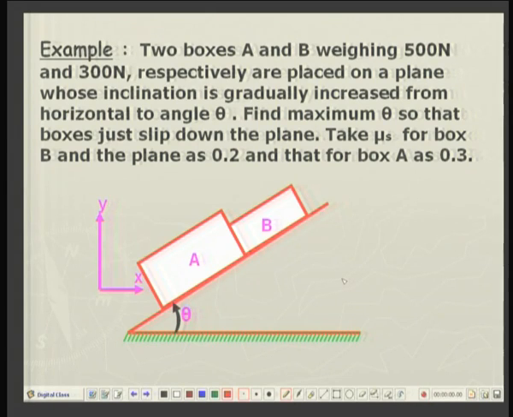Two boxes A and B weighing 500 newtons and 300 newtons respectively are placed on a plane whose inclination is gradually increased, just like our mental experiment, from horizontal to angle theta. This is the angle theta. Find the maximum theta so that the boxes just slip down the plane. Take the coefficient of static friction between box B and the plane as 0.2 and that for box A and the inclined plane as 0.3. So, different coefficients of friction are applicable.